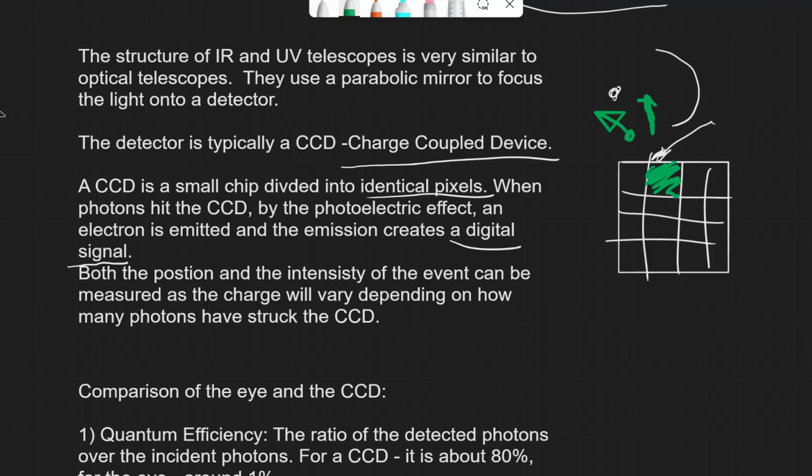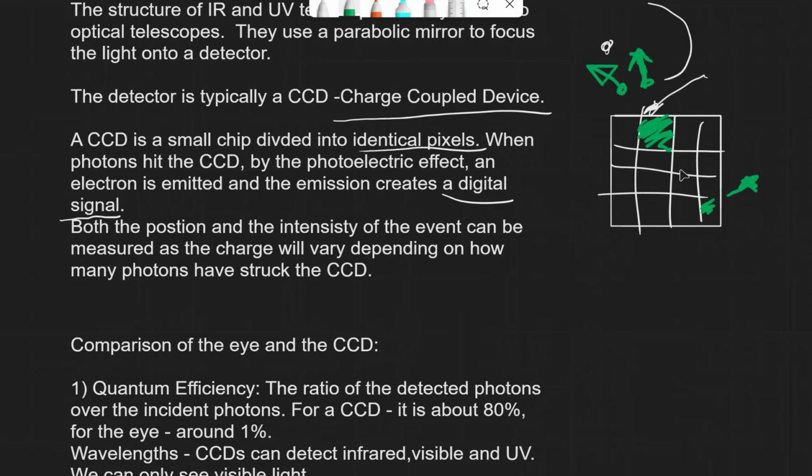So, for instance, let's say that we've had a couple of electrons that have flown out of this pixel. They will have a certain intensity, but then we will only have a little bit less intense signal if only one of them has flown out of a different pixel.